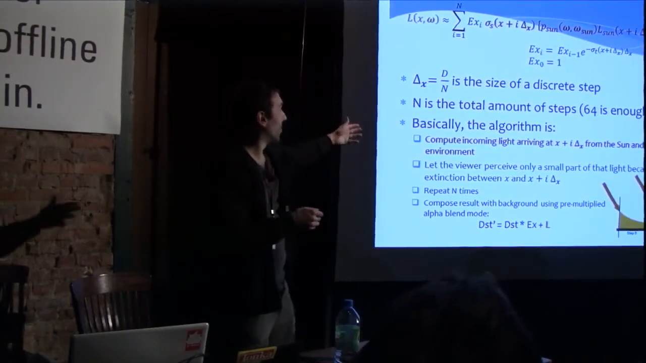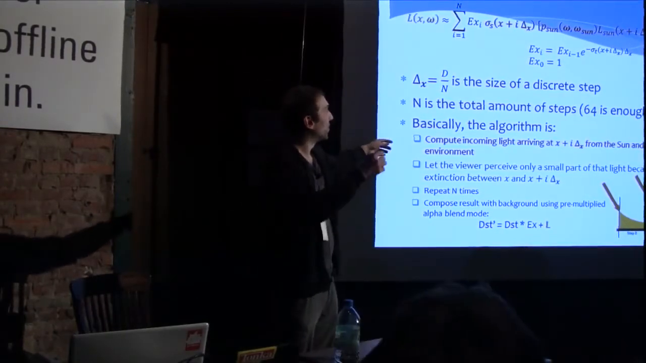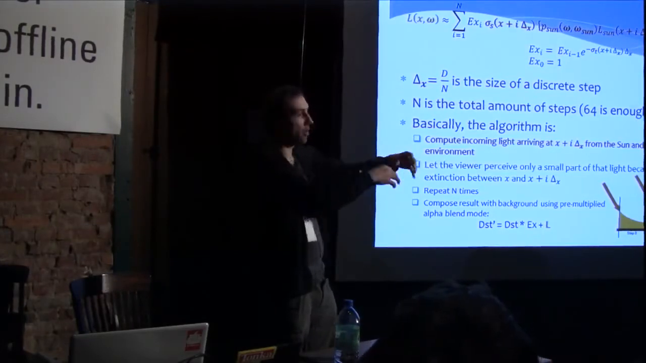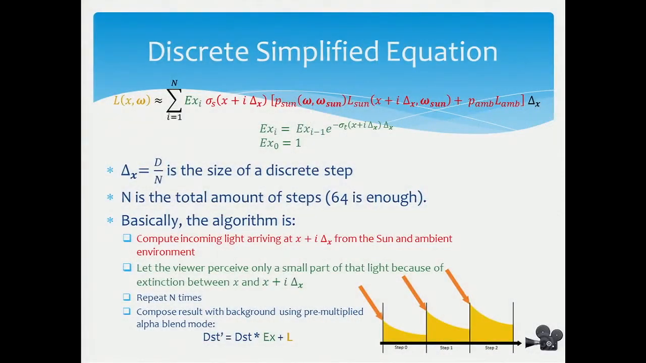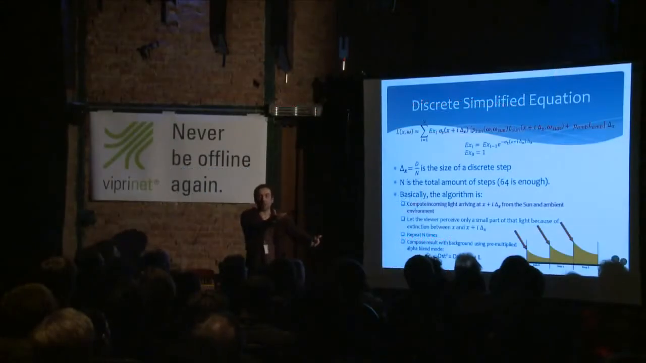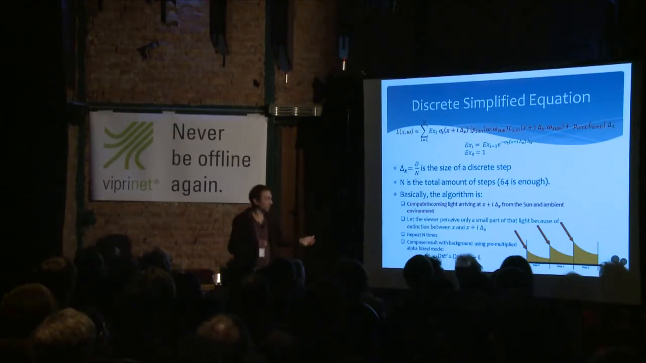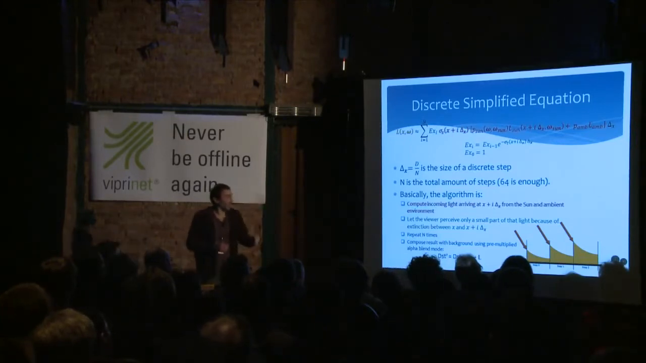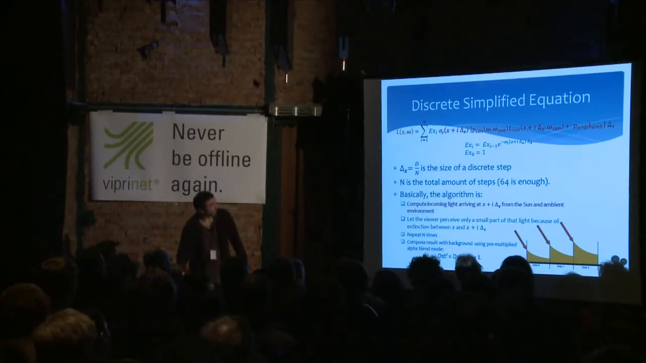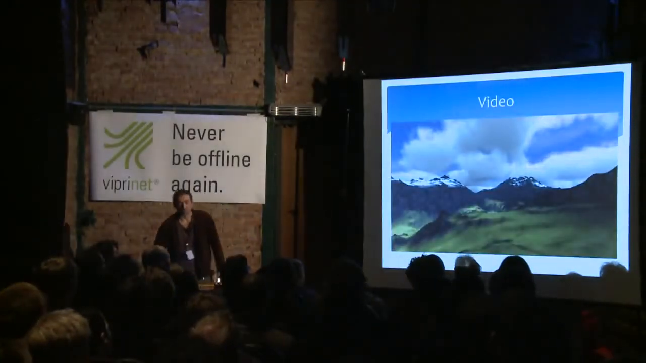And finally, the algorithm is quite simple. You compute the arriving light incoming at a given position, and you multiply it by the extinction along the path, and you repeat this for each new step. And in the end, you just compose with the background, multiplying the background by the extinction and adding the incoming light. And that's the pre-multiplied alpha blend mode that some of you may have tried already. And that's all. It's basically just a quick video.